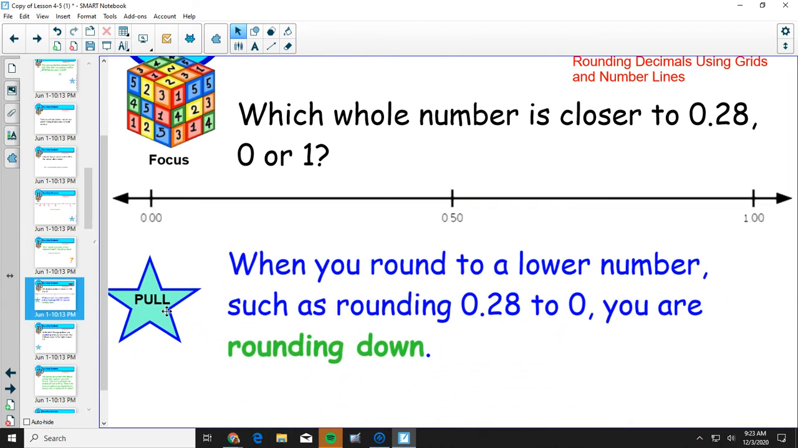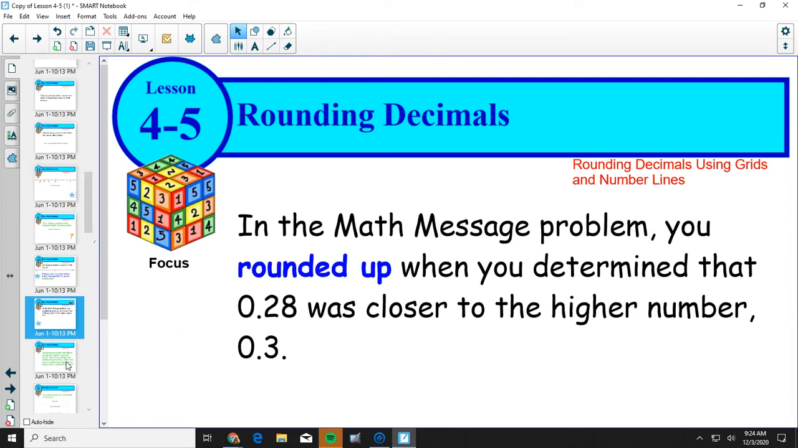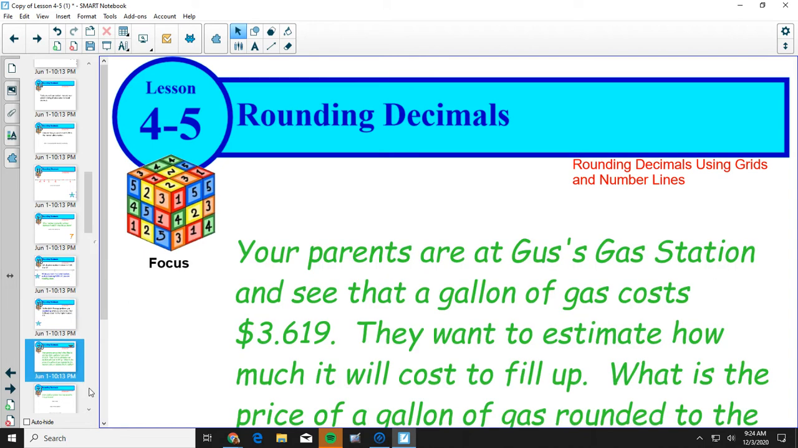Okay, so these are things to consider. When you round to a lower number, such as rounding 0.28 to 0, you're rounding down, because we saw on this that 0.28 ended up on the left side of 1/2, and so it would round down to 0. In the math message problem, you round it up when you determined that 0 and 28 hundredths was closer to the higher number, 3/10.